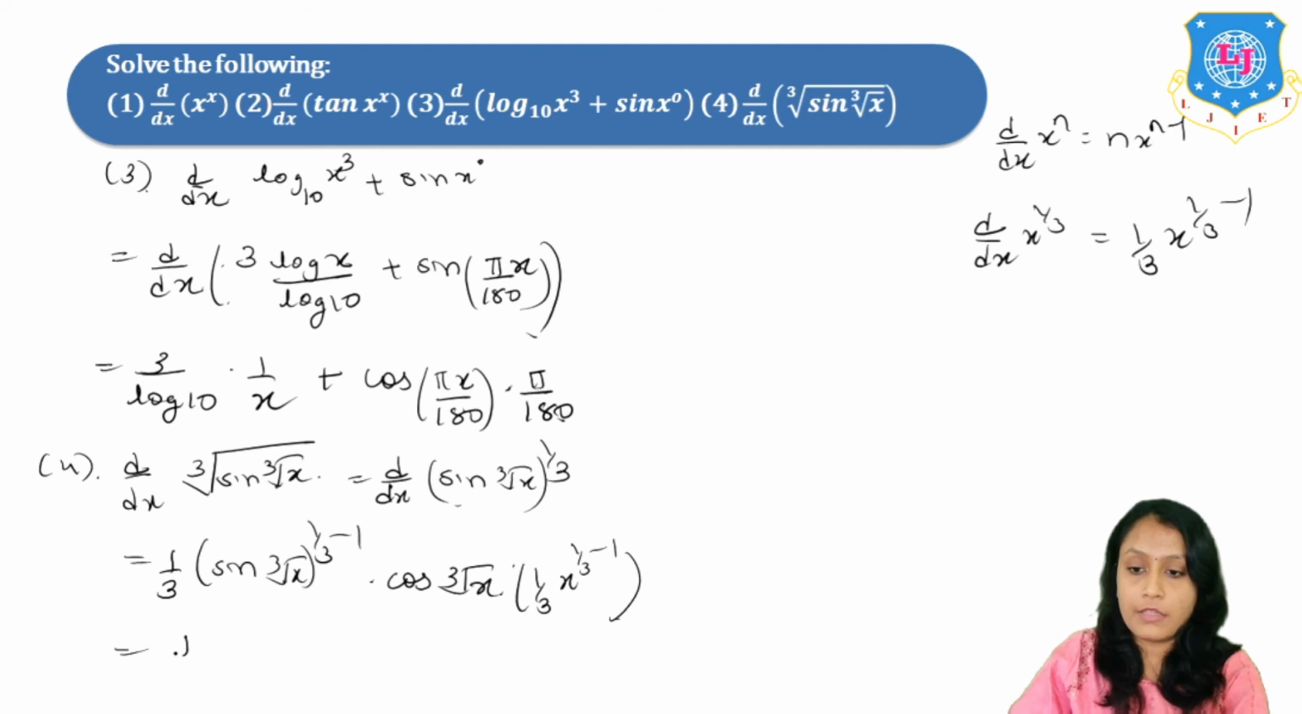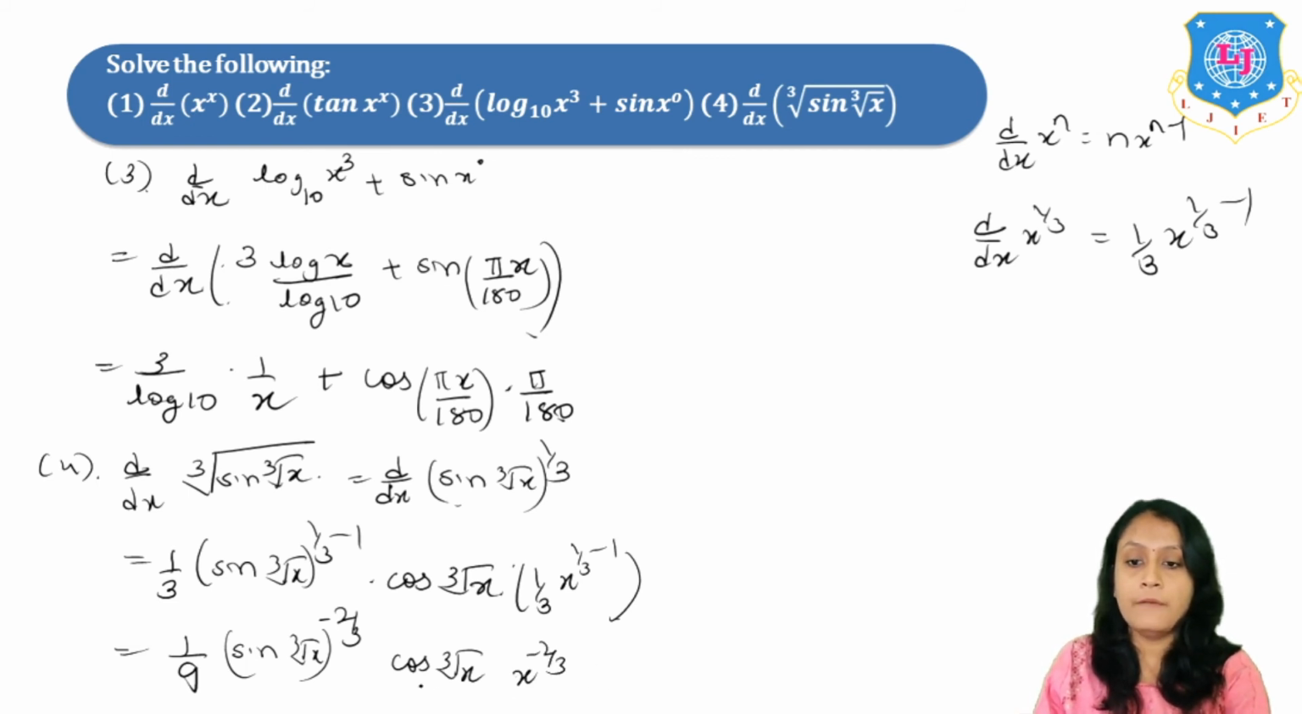So this 1 upon 3 and 1 upon 3 will give you 1 upon 9. Okay, here we have sine cube root of x. Now here on simplification you will get minus 2 upon 3. Okay, and here cos cube root of x, and here x raised to again minus 2 upon 3. So this is the answer.